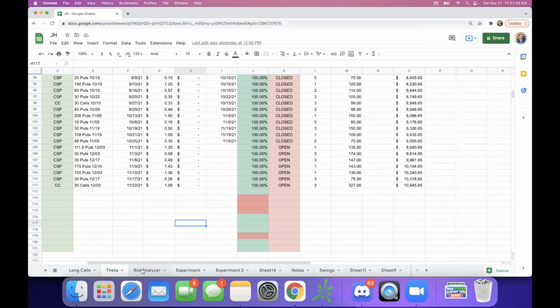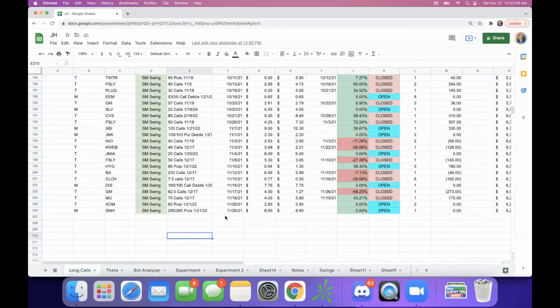But either way, the bot's doing pretty good. The swings are a little bit rough right now, especially because of the current market conditions. But even if we do see the market tank off, we do have protection in place.